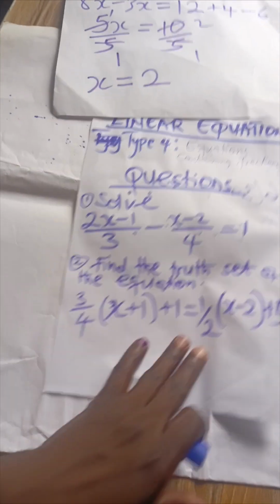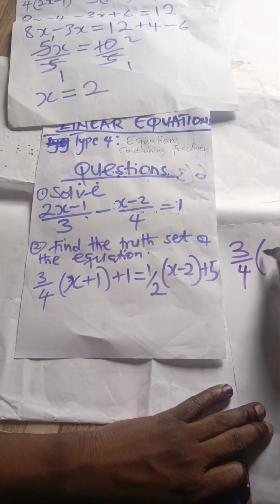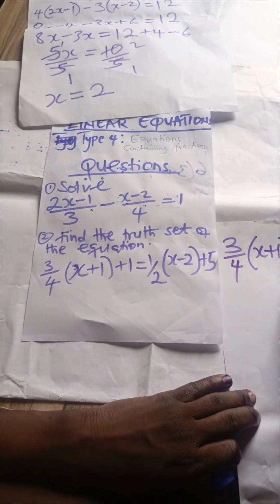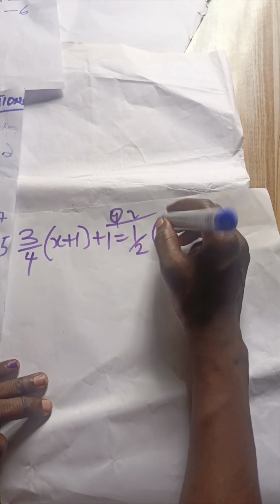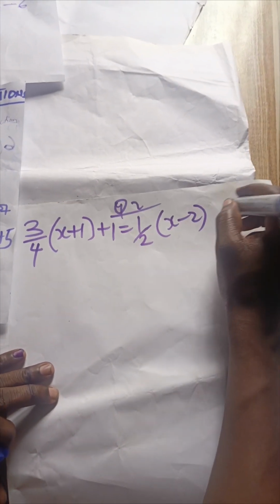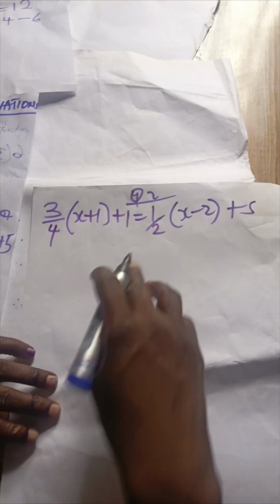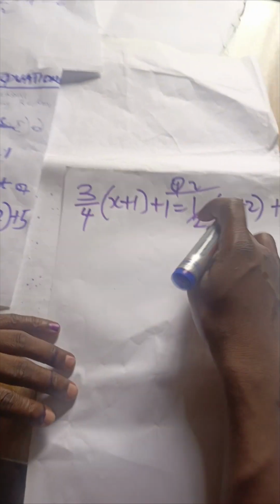So we have 3 out of 4 into bracket x plus 1 is equal to 1 out of 2 bracket open x minus 2 bracket close plus 5. The same approach, we are going to find the LCM of the denominators. Now we have 4 and 2 as our denominators. So now our LCM is going to be 4.